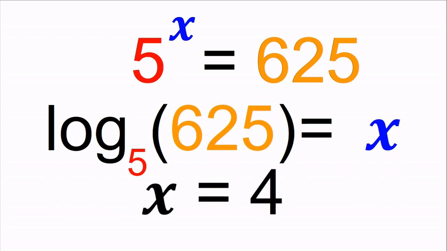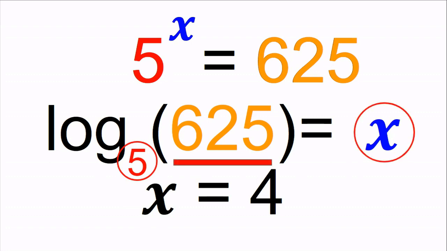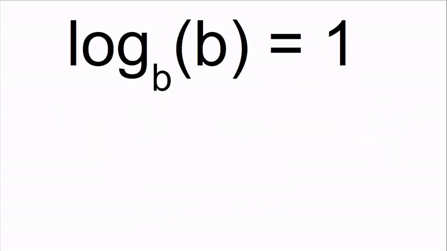So what we're essentially saying with this is 5 to the power of what number equals 625. And by using log, we can figure out what x is. Now, what if our base is the same as our result, log base b of b? Well, it would equal 1, because what we're saying is b to the power of what number equals b? And the answer is 1, because if we have 5 to the power of 1, it'll equal 5. 6 to the power of 1, it'll equal 6. So we're just saying b to the power of what number, which will always be 1, equals b.